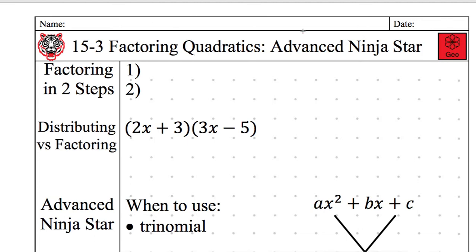Alright, so we're in geometry. Today's date is Wednesday, April 17th, 2019. There's too much talking back there. If you guys are talking, I'm going to make you sit by the table.